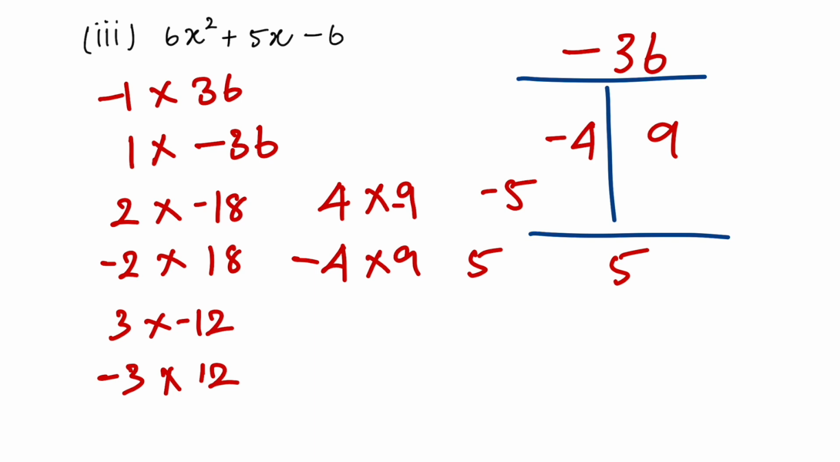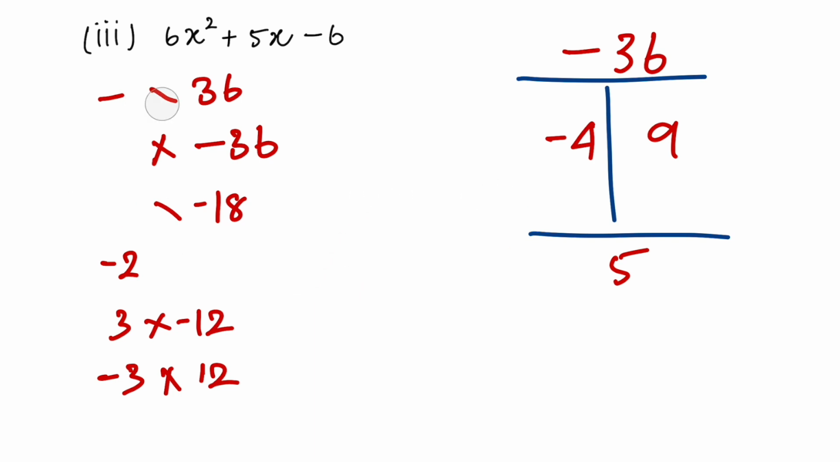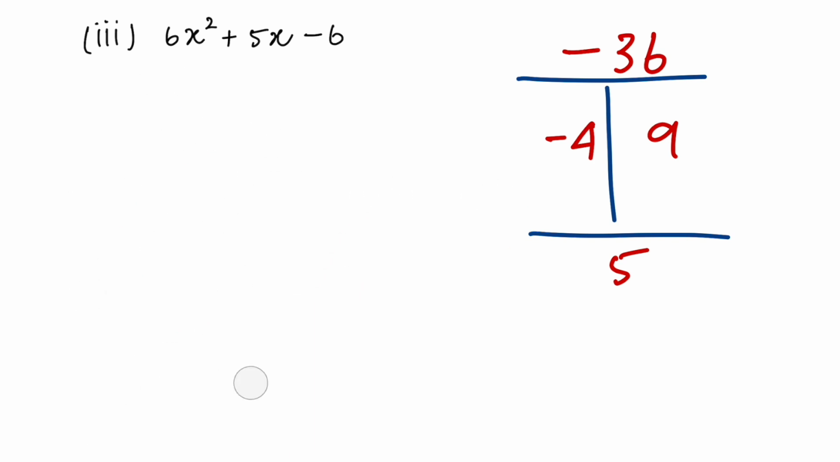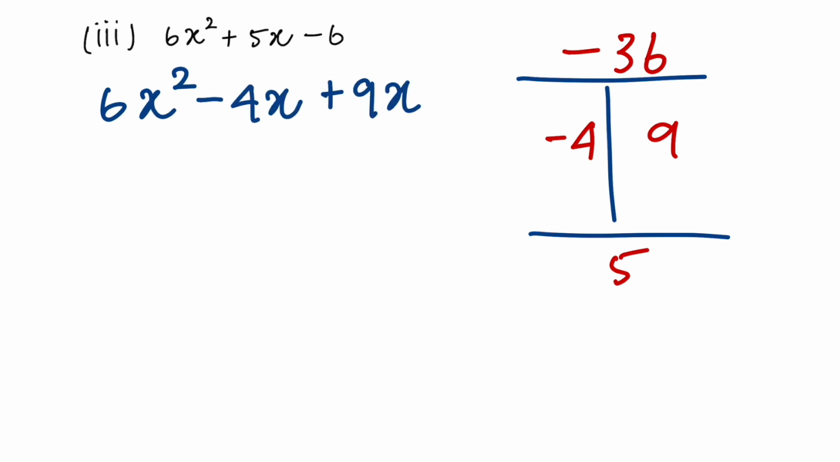Okay, let me just erase all the other things that are on this page. Okay, so minus 4 into 9 is a viable option. So we have basically used trial and error. We have just put in different numbers to see which one fits better for this. Okay, so minus 4 into 9 is minus 36 and minus 4 plus 9 is 5. So that is how we are going to split this polynomial: 6x squared minus 4x plus 9x minus 6.